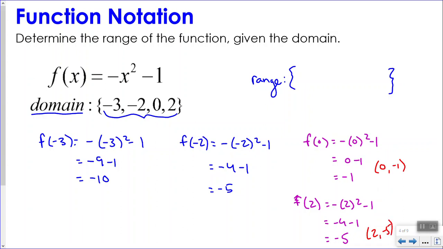Now we want to put in our range values. So we have negative 10, negative 5, negative 1, and negative 5. The first thing we want to keep in mind is that we're only going to list each number once. So even though I have 2 negative 5s here, we're only going to list 1 negative 5 in our set.